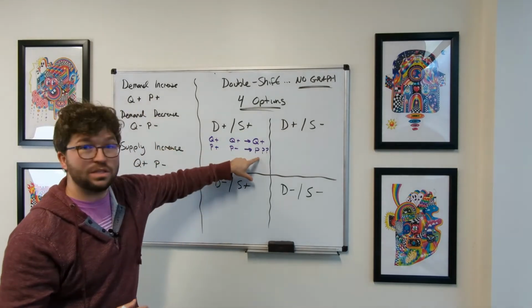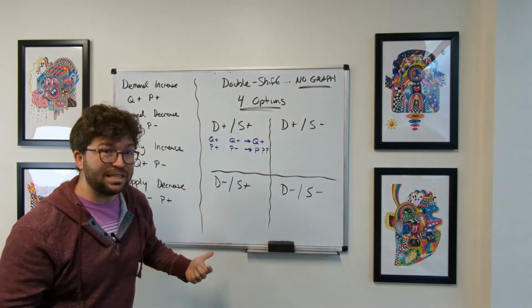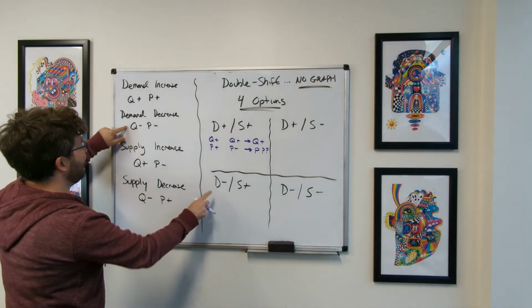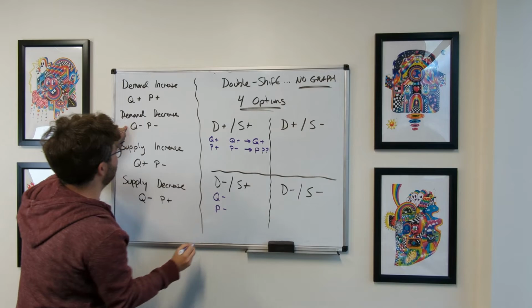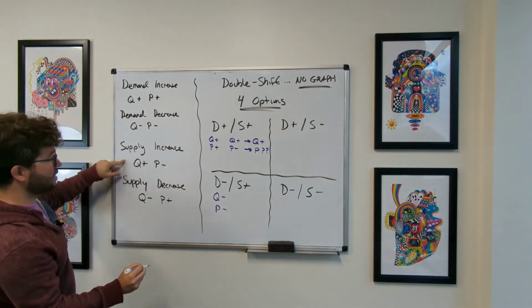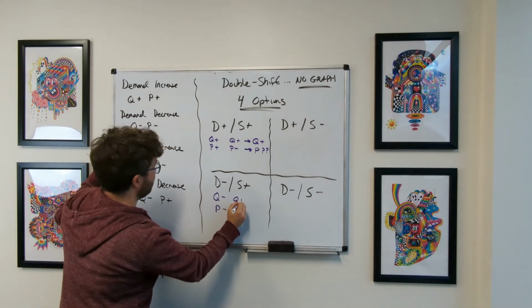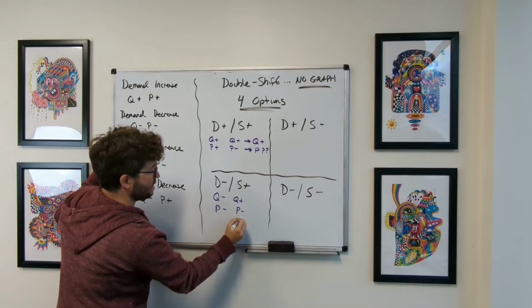Up and down, so it's unsure. Let's do this for the rest of them. What about demand going down? That's quantity is going to decrease and the price is going to decrease. And supply going up. Supply going up, we know quantity is going to increase and price is going to decrease.